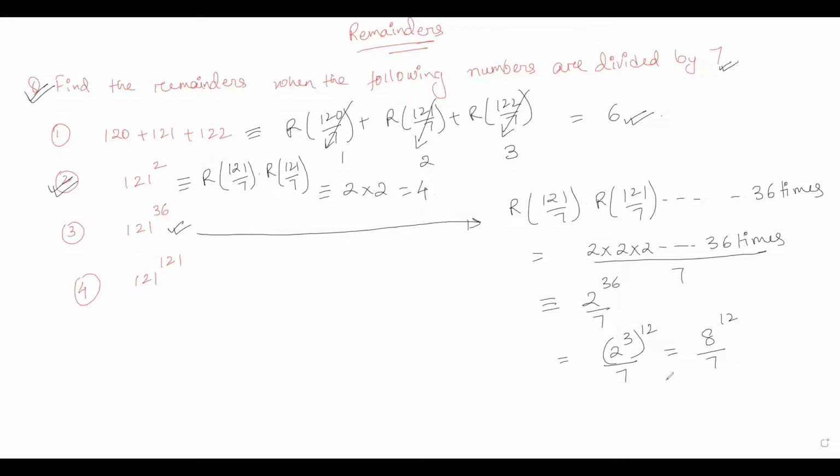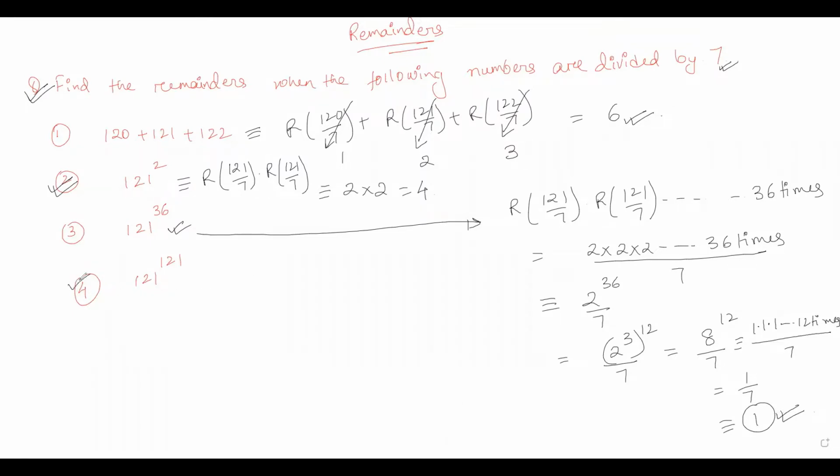would be 1. So when 8 raised to power 12 is divided by 7, the remainder would be 1 times 1 times 1 till 12 times, because when we divide 8 by 7, the remainder is 1. So this would be 1 divided by 7, and the remainder would be 1.